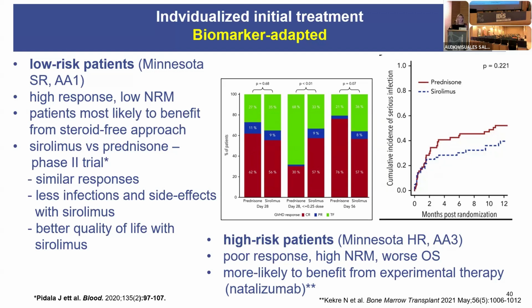This group of patients benefited from sirolimus, which means that this group of patients most likely could benefit from a steroid-free approach, and this is what we all want, to get rid of steroids, while high-risk patients are the ones who have poor response, high non-relapse mortality, and worse overall survival, and these are the patients that should probably be included in clinical trials upfront.